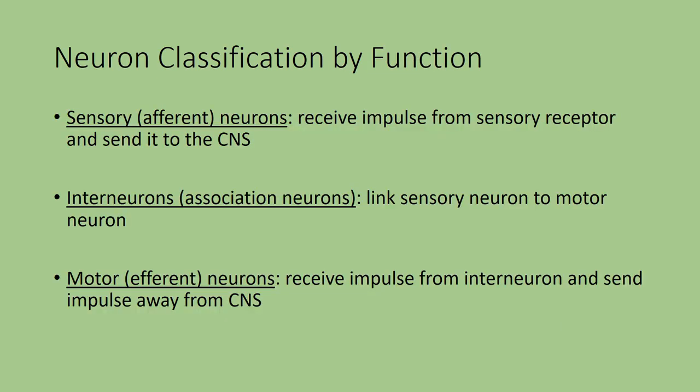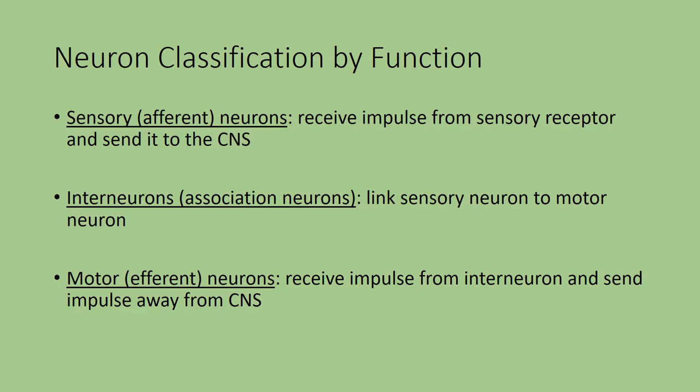If you classify neurons by function, then we classify them as one of three types. There is the sensory, also known as the afferent neuron. This is receiving this electrical impulse, the stimulus, and it's sending it towards the central nervous system. Remember, the central nervous system is brain and spinal cord. The interneurons are also known as association neurons. This is what is linking the sensory to the motor. And then the motor or efferent neurons, they are receiving electrical impulse and they are sending it away from the central nervous system.